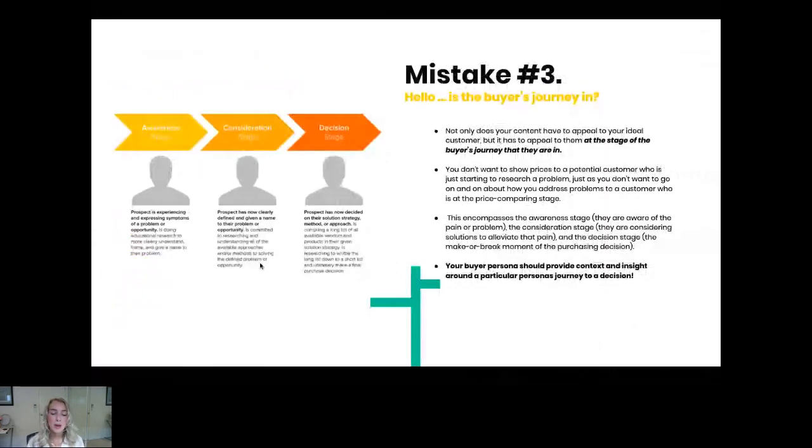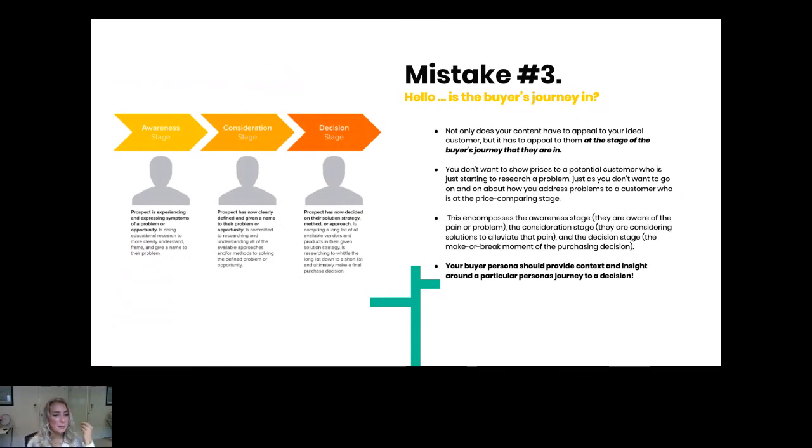So this is a really important one, and it's super important not to forget it. It's the buyer's journey. So not only does your content have to appeal to your ideal customer, it also has to appeal to them at the stage of the buyer's journey that they're in. So I'm not sure whether you've looked at the buyer's journey before. It's a pretty inbound methodology, but the buyer's journey is pictured here on the left.